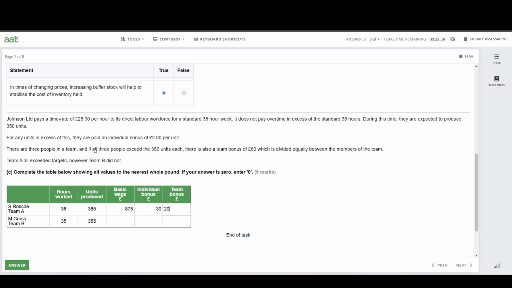Can you see you've got to hunt round for the information? It's not necessarily given to you all in a nice, neat order. You've got to look round for the information that you need.